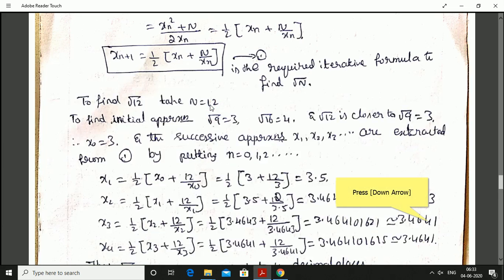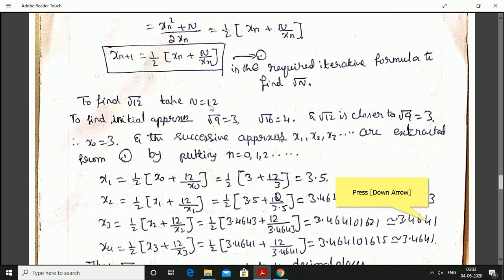Now, if I substitute n = 0, we get x1. x1 = 1/2 (x0 + 12/x0). We have chosen x0 = 3. Substitute and simplify, it comes out as 3.5.